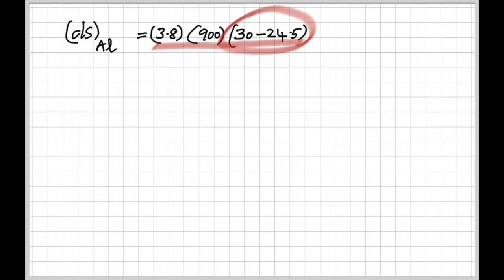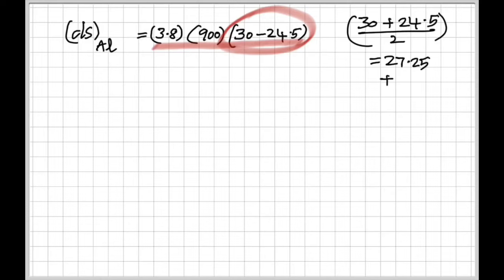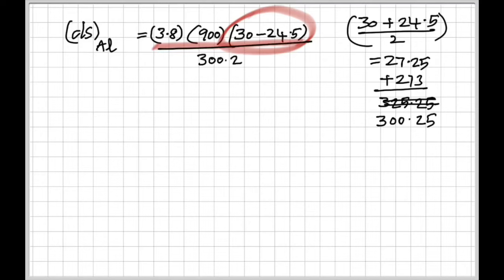Find the average. What is the average of 30 and 24.5? Help me out. 27.25. Add 273 to that, please. 325.25? I'm just simply writing. How much is it? I'm not even watching that. 300.25, yeah. So that's, divide that by 300.25. Do you get a number for that?